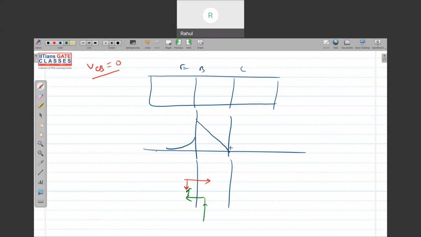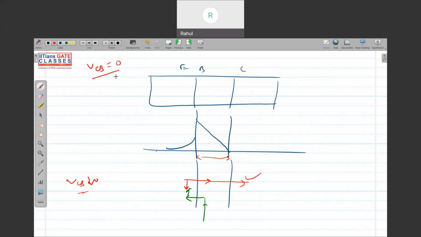Then what will happen? Because the concentration gradient is very large, holes will be moving like this. The holes will move to the collector junction, ignoring the recombination current, because the base is very thin, so I can ignore the recombination current. So when VCB is equal to 0, because the slope is large, I get collector current. Now if VCB decreases again, VCB will go negative.